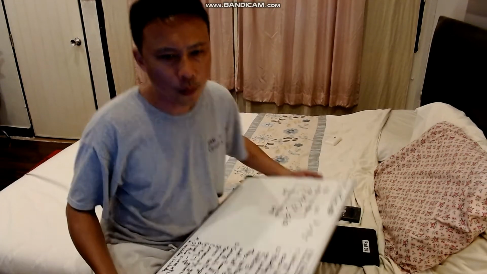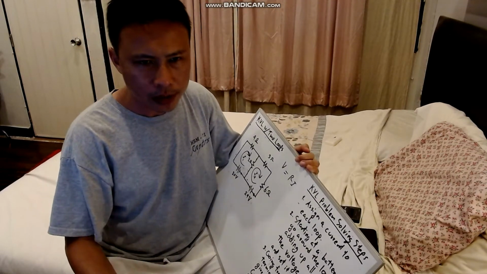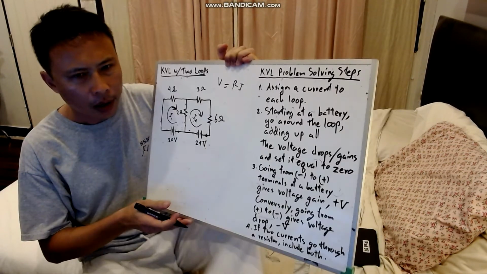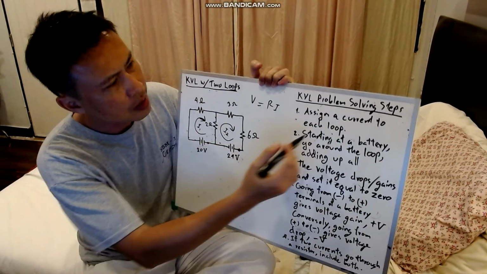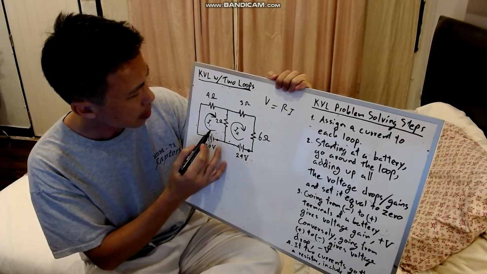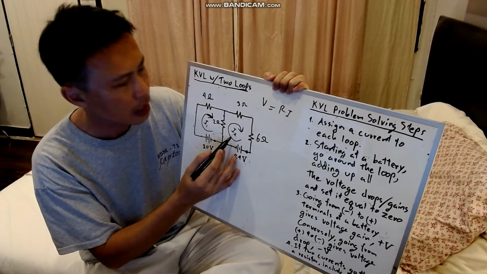Okay, last time we did KVL with one loop. This one will be two loops. Okay, let's start. Alright, I have two loops right here. First step, assign a current to each loop. And here I have assigned current I1 to the first loop, and I2 to the second loop.